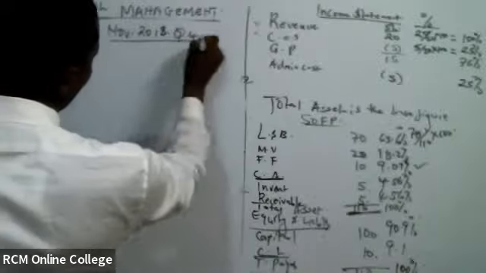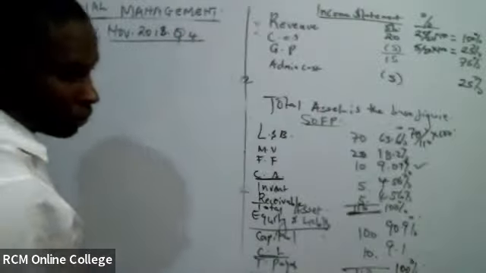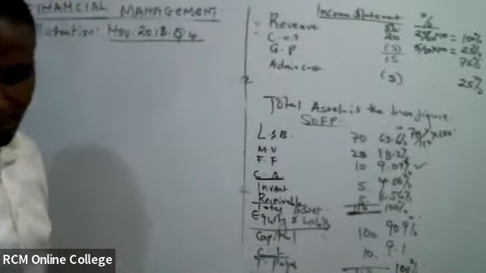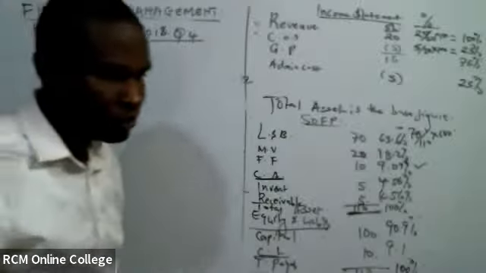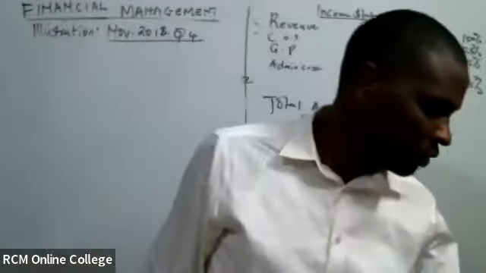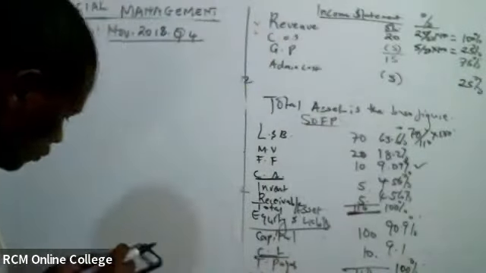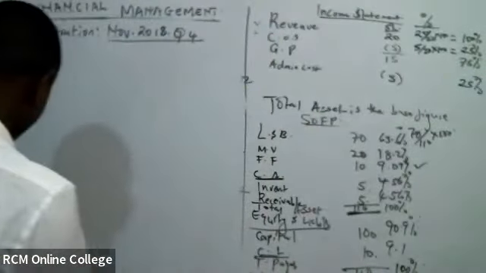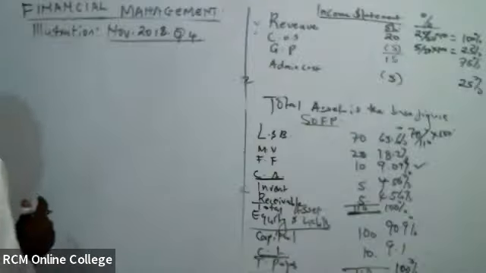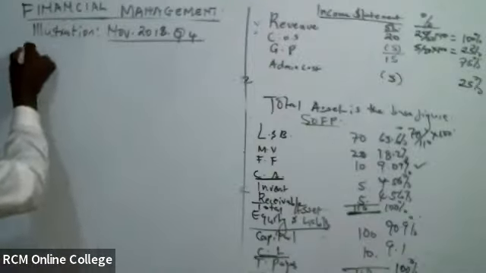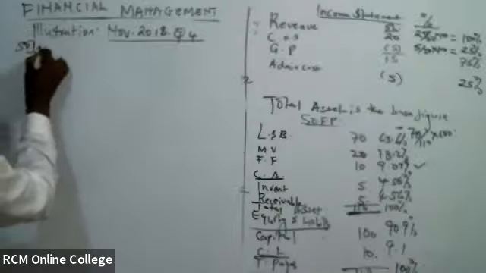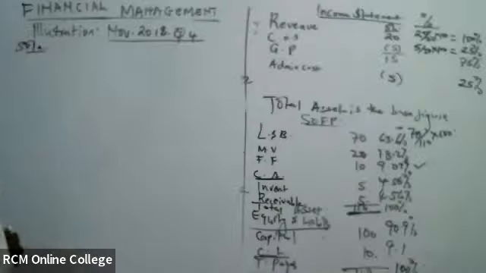So, class, if you look at that question, it's just a direct question whereby you're required to evaluate the two companies, ABC Limited and XYZ Limited. So the solution will be a direct one, whereby we are having the vertical common size statement of financial position.